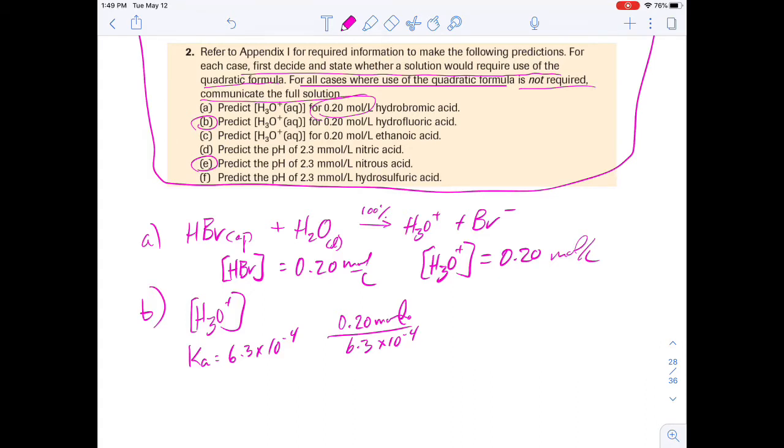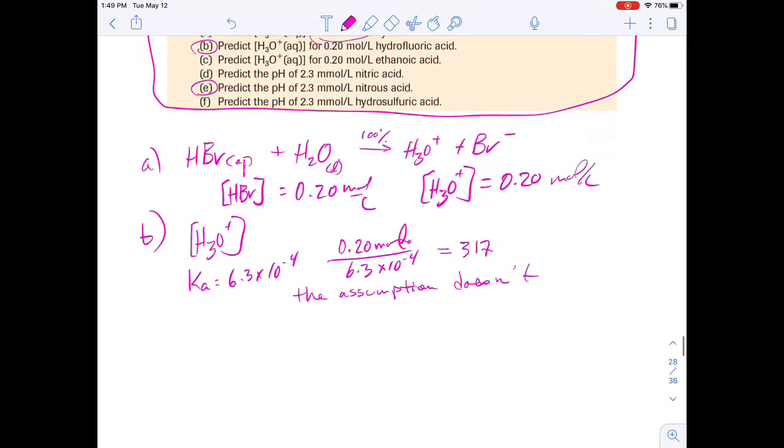this only gives me 317. The assumption doesn't work. And because it doesn't work, I don't want you to calculate it. You could do it with a quadratic equation, but it's not a requirement of this course.